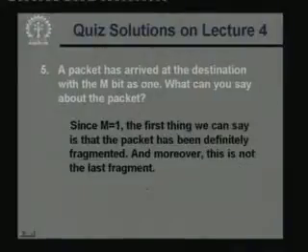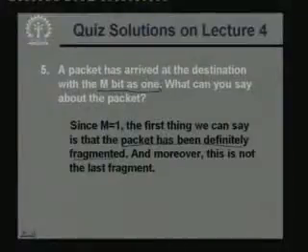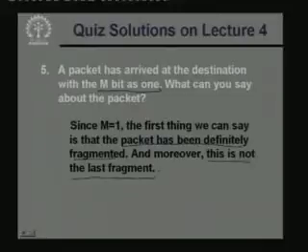Fine. Now, the next question says that the M bit is 1. So, here what can we say? Well, M equal to 1 means this is a fragment, because a normal packet can never have the M bit set to 1. M equal to 1 means there are more fragments following. So, the packet must have been fragmented and this is not the last of the fragments. These are the two things we can say. So, the packet has been definitely fragmented and this is not the last fragment.